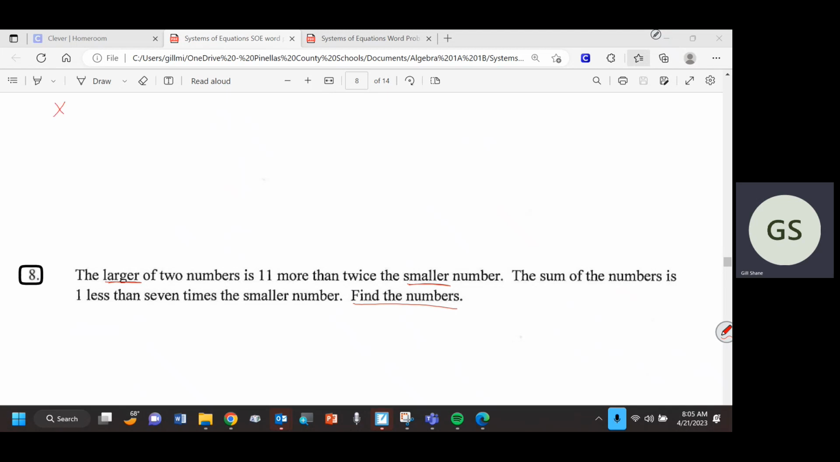So I'm going to do all the work up here. We're going to say X would be the larger number, and therefore Y would have to be the smaller number. So that's the first piece. Remember, every piece you can do gets you some points.